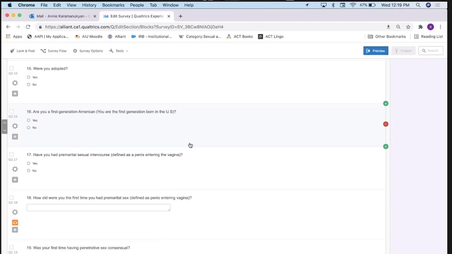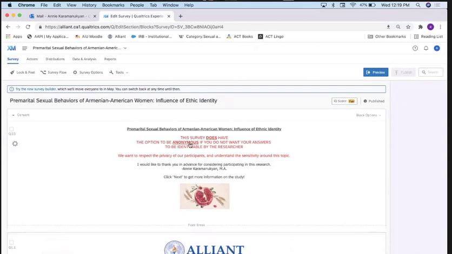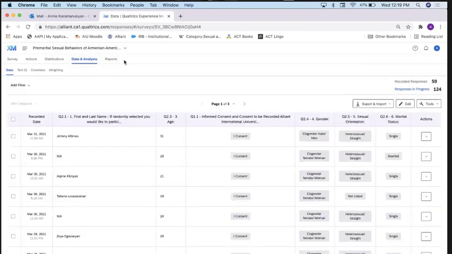Go to, scroll all the way up. Go to data and analysis again. Same thing, export, import. Okay.